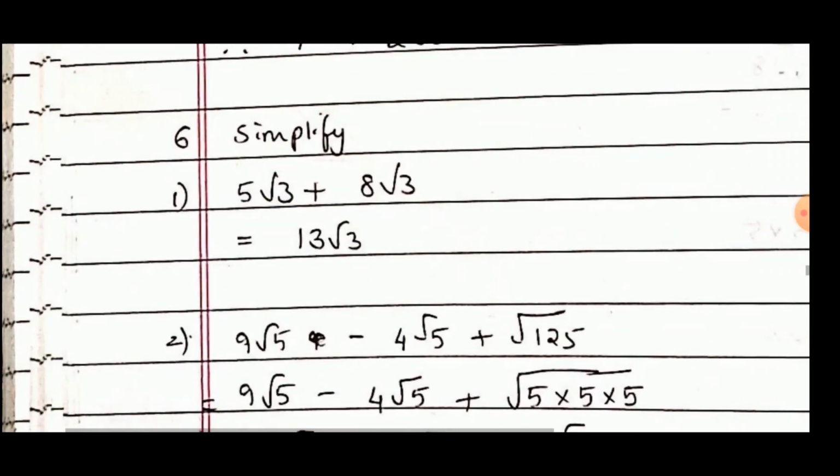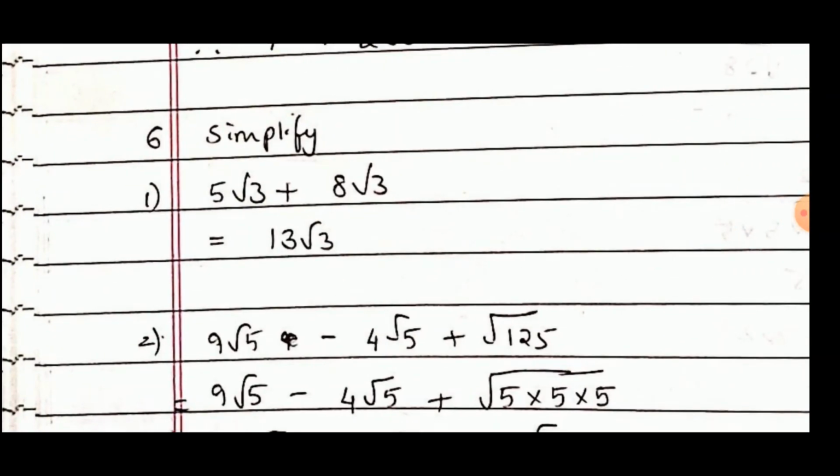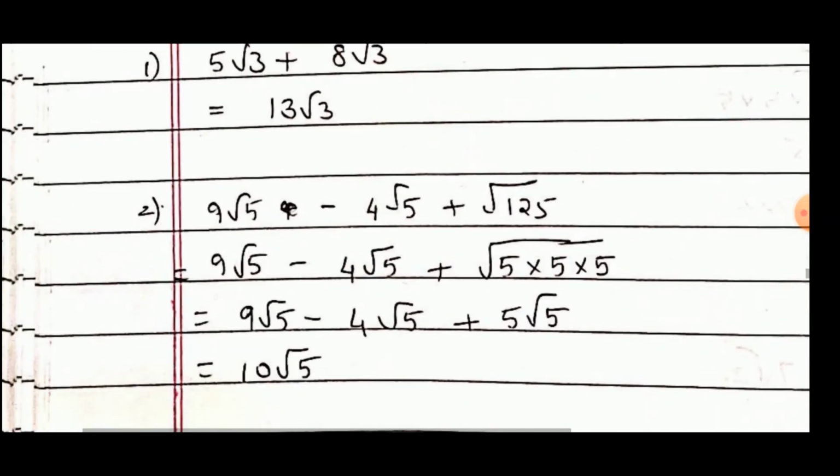Now this simplification is there. For simplifying the two surds, 5 root 3 plus 8 root 3, so 5 plus 8 you add. These are like surds, so just add the rational numbers. 5 plus 8 is 13, so 13 root 3. Then 9 root 5 minus 4 root 5 plus root 125.